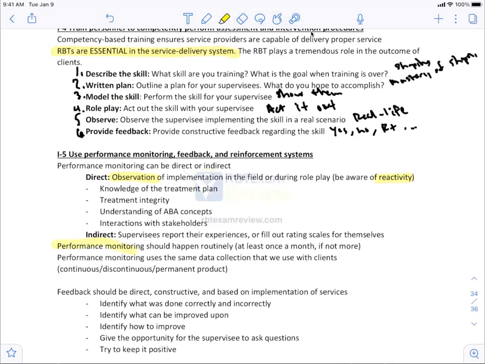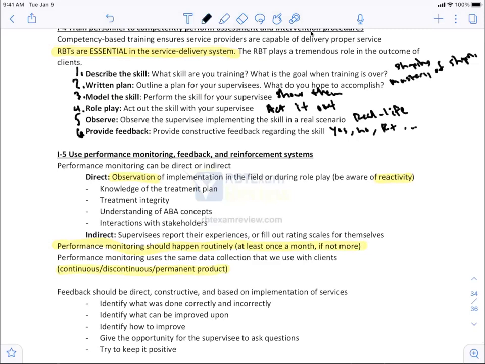Performance monitoring should happen routinely, at least once a month, if not more. And then performance monitoring uses the same data collection that we use with clients: continuous, discontinuous, permanent product. How should we deliver feedback? Feedback should be direct. Feedback should be constructive. Feedback should be based on the implementation of services and not on the relationship you have with that RBT, okay?